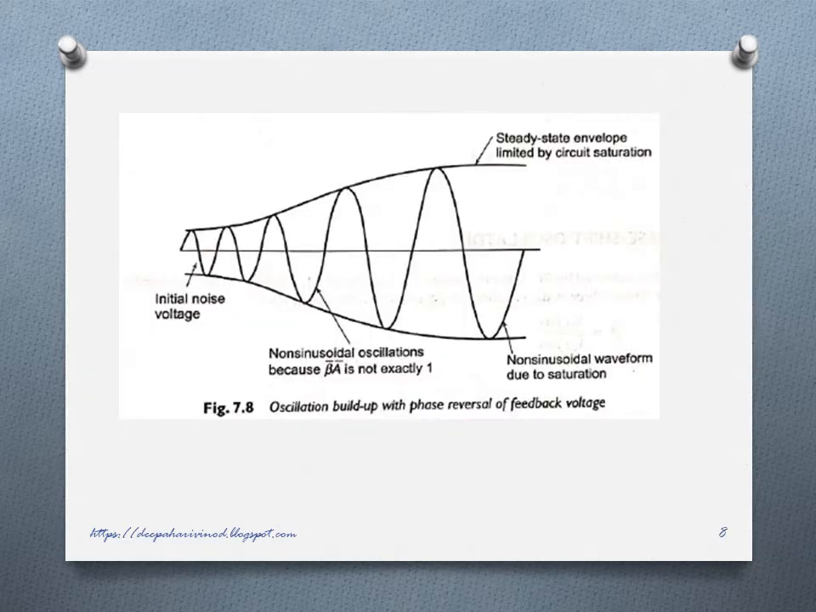So here we can see the oscillation build-up with phase reversal of feedback voltage, that is non-sinusoidal oscillations, because A bar beta bar is not exactly 1. This is the internal noise and the steady state envelope limited by the circuit saturation, non-sinusoidal waveform due to saturation. Here it is non-sinusoidal oscillation, because A bar beta bar is not exactly 1.